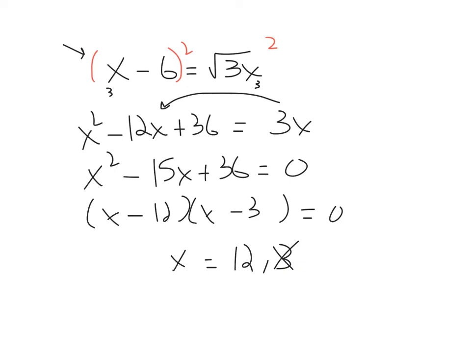Really, you can just plug it in this side over here, see if it works. If I plug 12 in on this side, 12 minus 6 is 6. If I plug it in over here, 3 times 12 is 36. Square root of 36 is 6. That's good. So 12 is an answer. 3 is an extraneous solution, an extra solution.